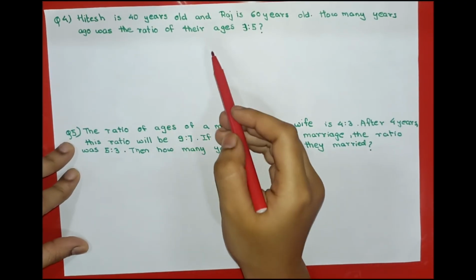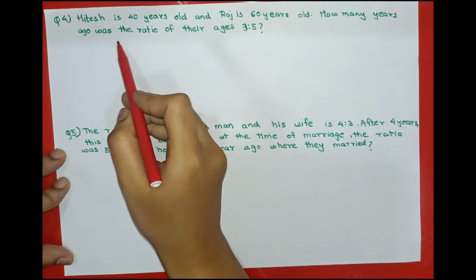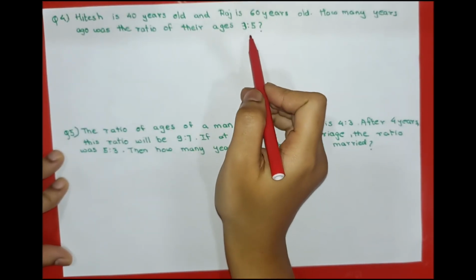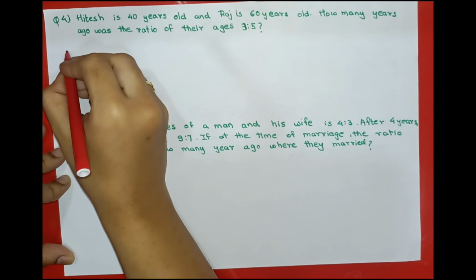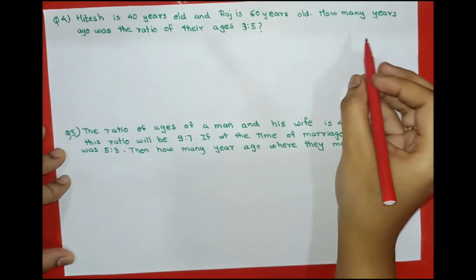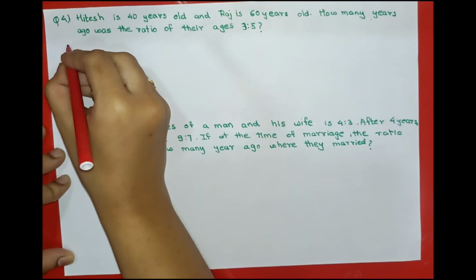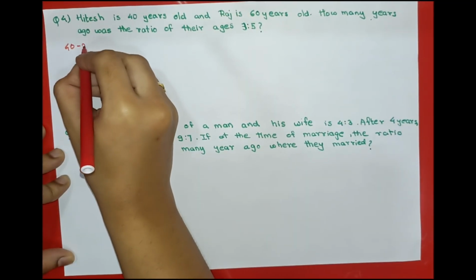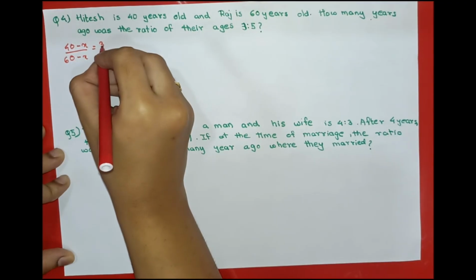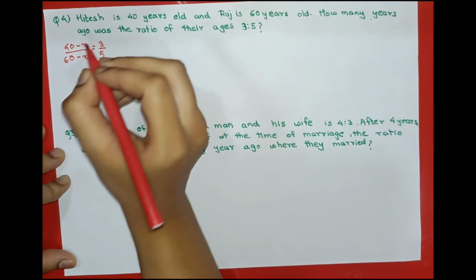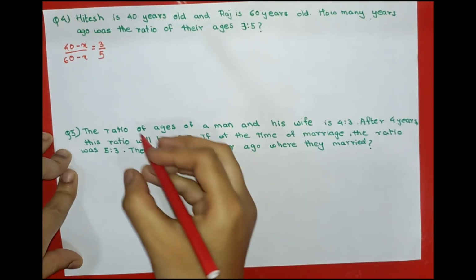Hitesh is 40 years old and Raj is 60 years old. How many years ago was the ratio of their ages 3:5? Now you can solve it directly, as you can consider the years that we want to find out as x, and you can write it as 40 minus x upon 60 minus x, and the ratio is 3:5, and you can easily solve it out. I will be using the shortcut that we had discussed previously.